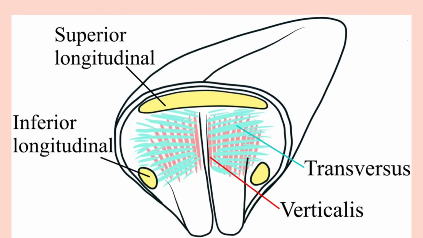Next group is the intrinsic muscles. What are the intrinsic muscles? Again, the intrinsic muscles are 4 pairs, and these muscles are longitudinally oriented or transversely oriented or vertically oriented. Accordingly, they are named as superior longitudinal linguae, inferior longitudinal linguae, then transversus linguae and verticalis linguae. So what are the actions of these muscles?